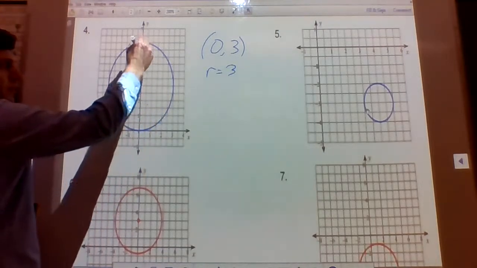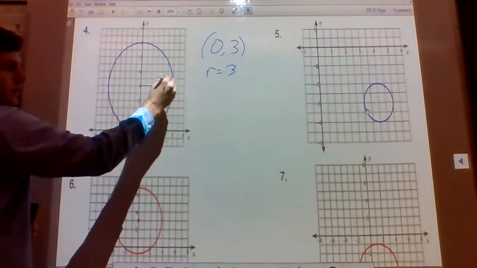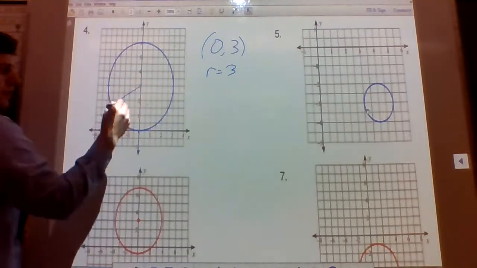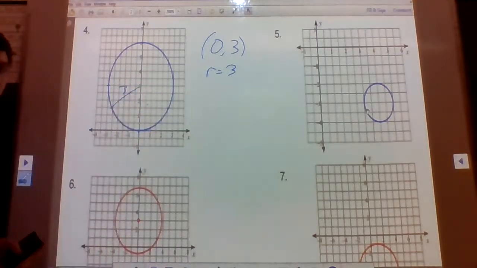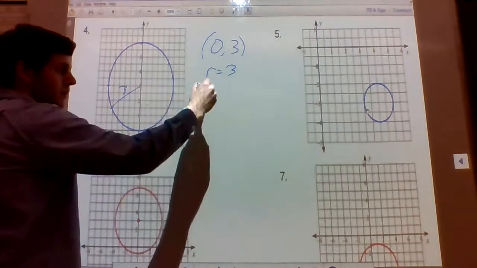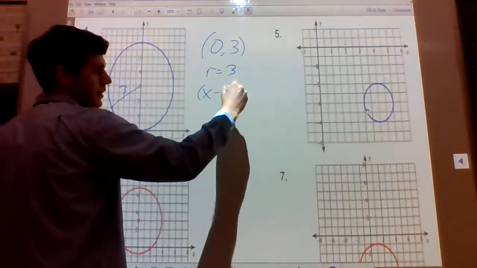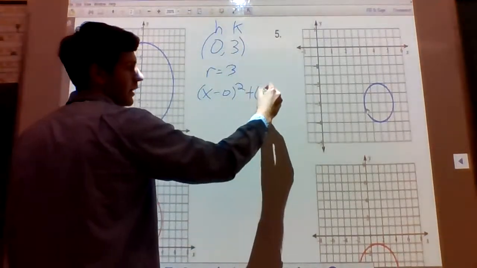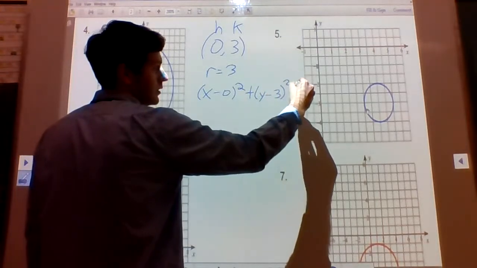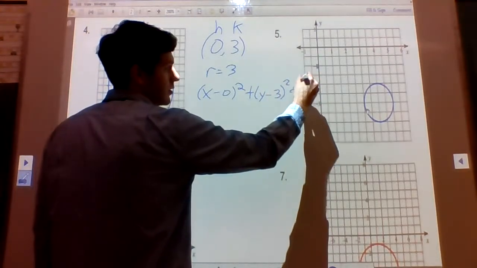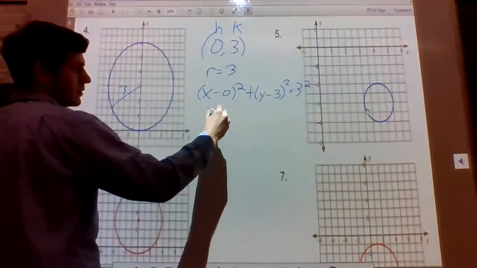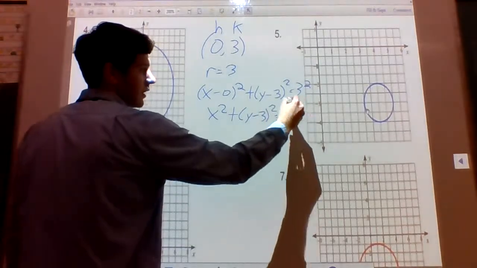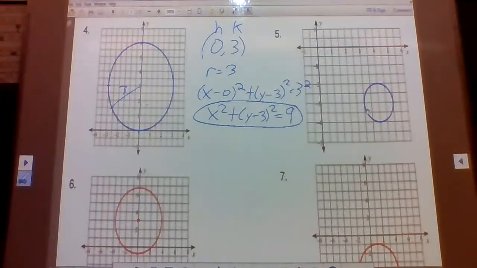You can do up, that's 3. That's 3. If you wanted to, you could do something like that, and that would also be 3. So radius is 3. So again, our equation: x minus 0 squared, so h is 0, k is 3, plus y minus 3, y minus k squared equals r squared, which is 3 squared. So we have x squared plus y minus 3 squared equals 9. That's going to be our equation for number 4.